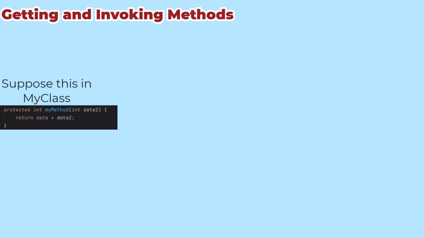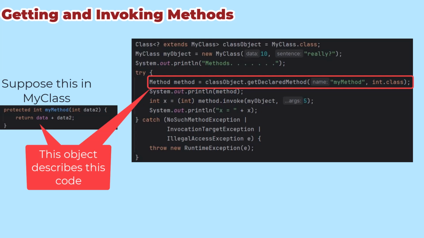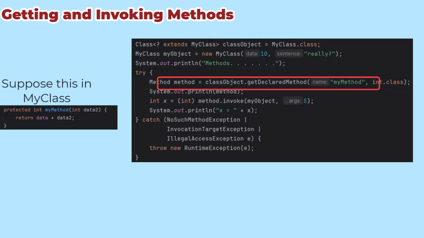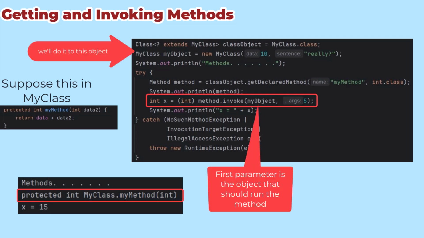Once we have that class object, we can ask it for lots of things. For example, we can use getDeclaredMethod to get a method object describing the code for a given method. Once I have that object, I can print it out, and I can use its invoke method to actually run that piece of code.